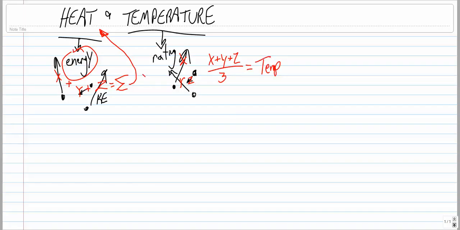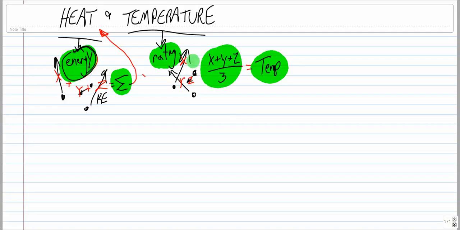So heat measures energy, the total energy, the sum of the energy. And temperature is a rating of the average of all of the particles in that sample. So that's the difference. So if you heat up a substance, its energy will go up and its temperature will go up.